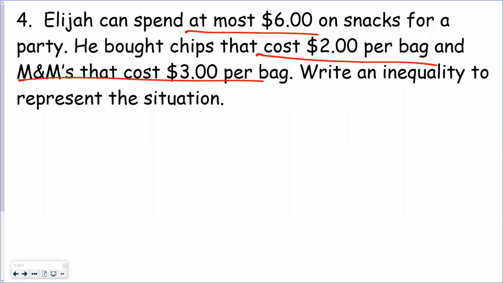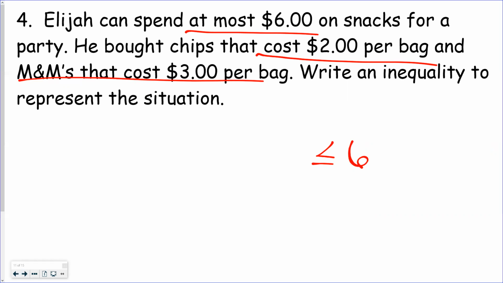Well, first thing I'm going to represent is my total. The total that Elijah can spend is $6. He cannot spend any more than that, but he can spend exactly that. So everything has to be less than or equal to 6.